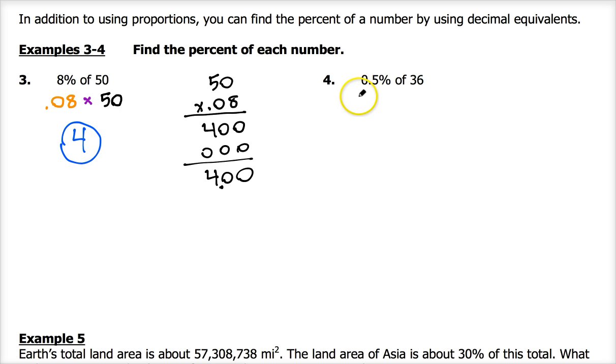I can do the same thing for number 4. 0.5% of 36. Well, 0.5% as just a regular decimal, without the percent sign, we would find that by taking the decimal point and moving it 2 places to the left. So 0.5% is the decimal 0.005. So if I take 0.005 times 36, that will give me 0.5% of 36. So let's do that.